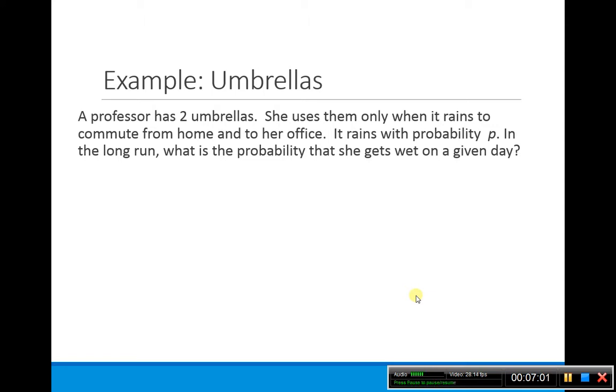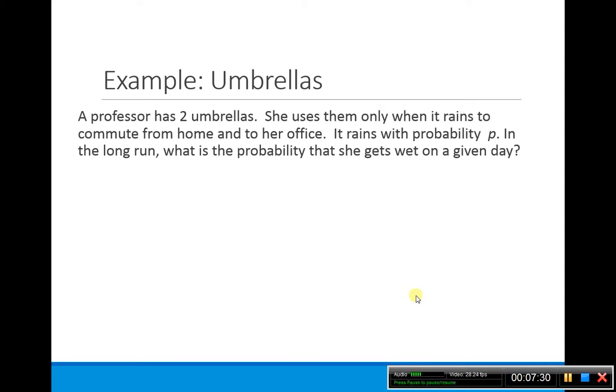Okay, so this is a different example, talking about umbrellas. You have a professor who has only 2 umbrellas to her name, and she uses them only when it rains to commute between home and her office. It rains with a probability p. So the question is, in the long run, what's the probability that she's going to get wet on a given day? Basically, if she doesn't have an umbrella and it rains, she's going to get wet.